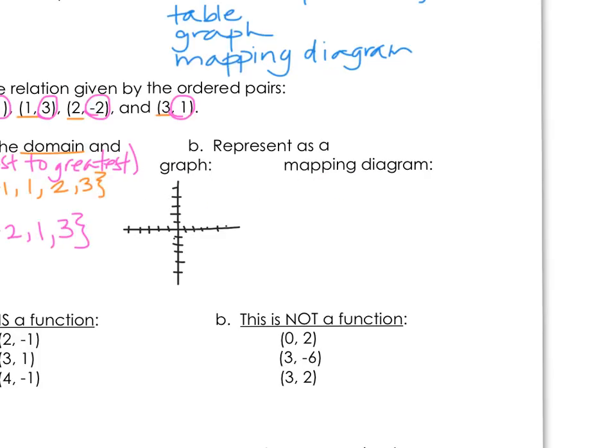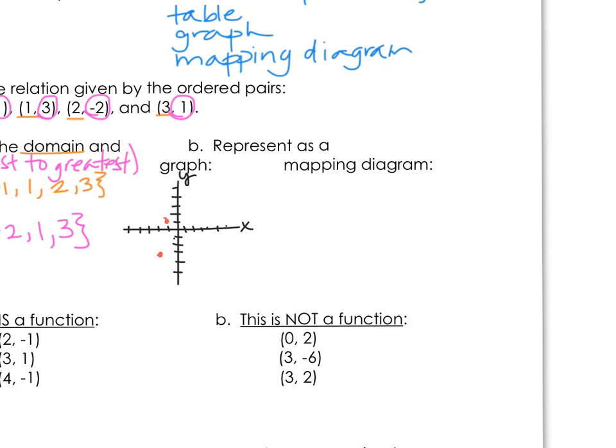When asked to represent the relation in a graph, we're just going to plot our ordered pairs, making sure that we know the x values always count to the left or the right, and the y values count up or down. To plot (-2, -3), I'll count 2 to the left and down 3 and put a point down in quadrant 3. To plot (-1, 1), I'm going to count 1 to the left and go up 1, and that puts us in quadrant 2.